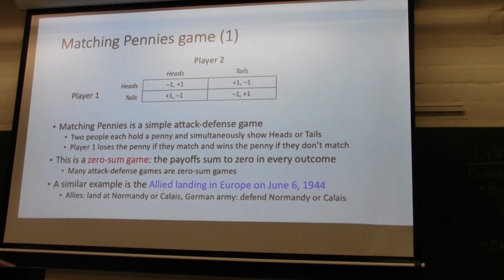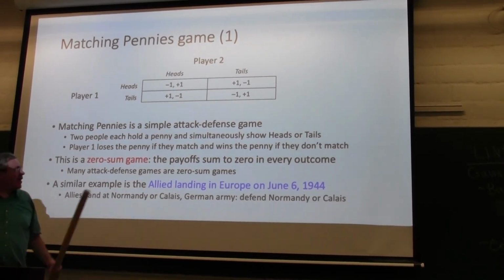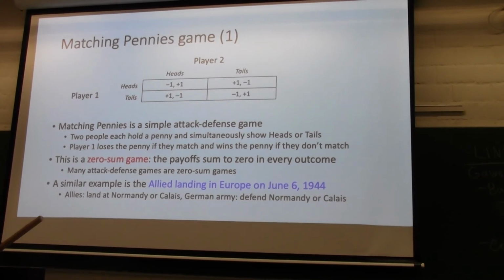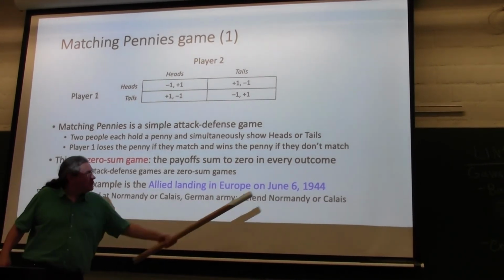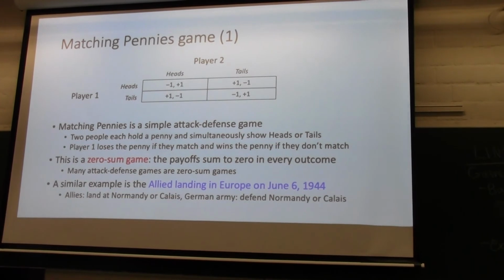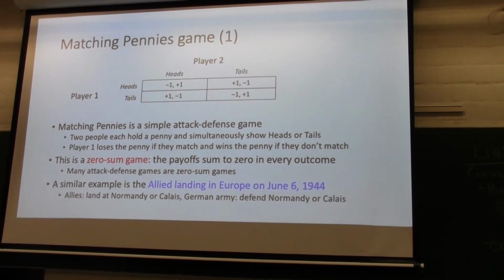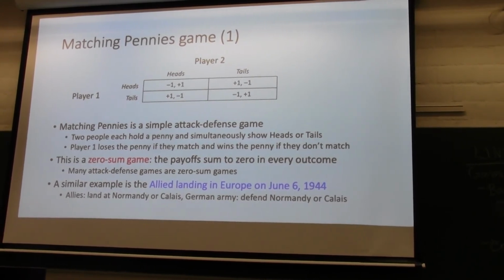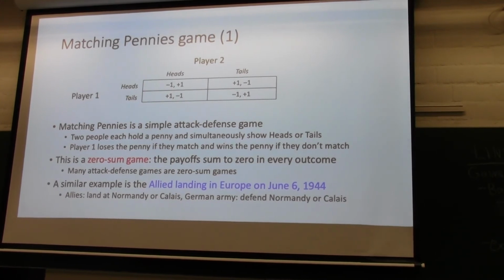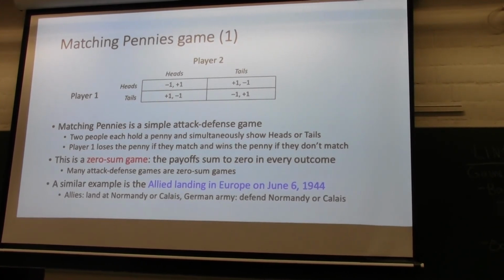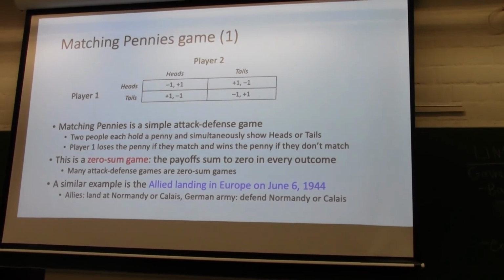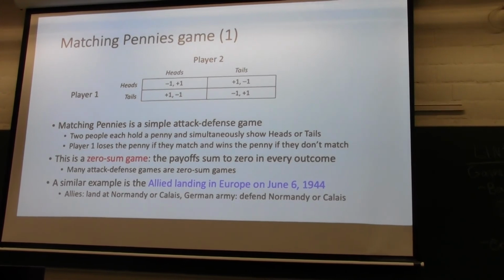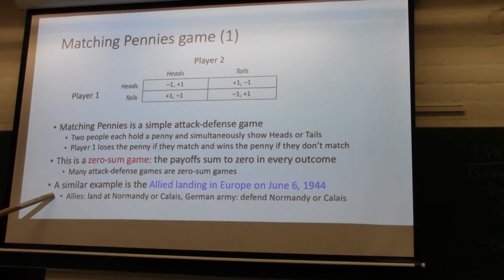Here's the Allied landing. It's either Normandy or Calais, okay? So you either land at Normandy or Calais, and the German army defends Normandy or Calais. And of course, we know that the German army made the wrong choice, okay? And it's because the Allied army was very smart, and they did all kinds of decoys to pretend they were going into Calais, and then they went into Normandy. And the German army was fooled. They each tried to be smarter than the other, okay? So this is an example, okay?